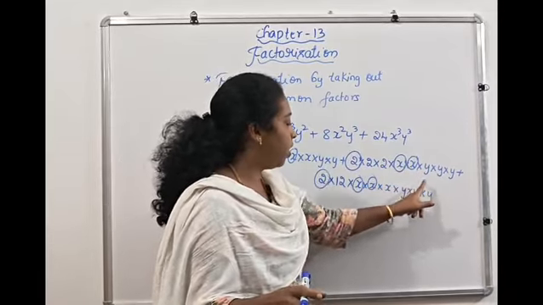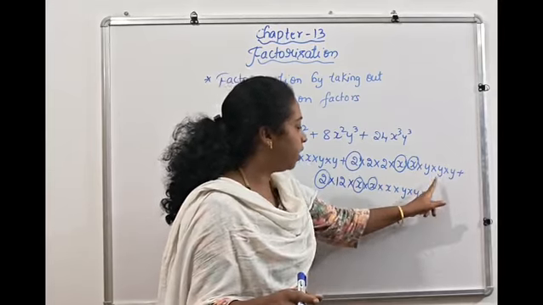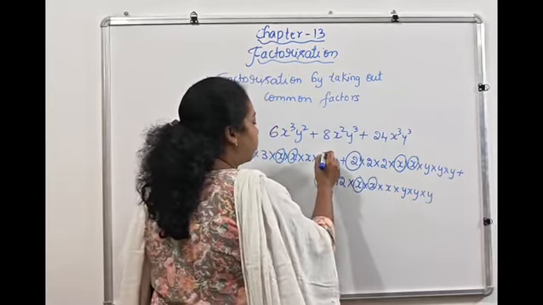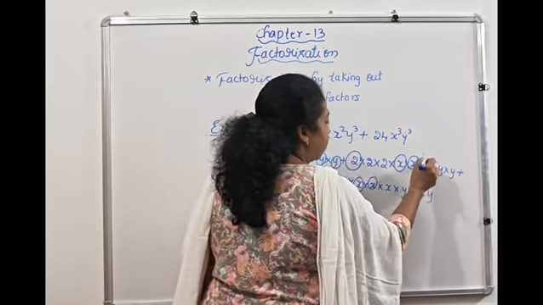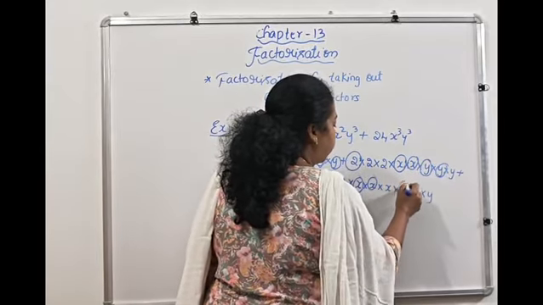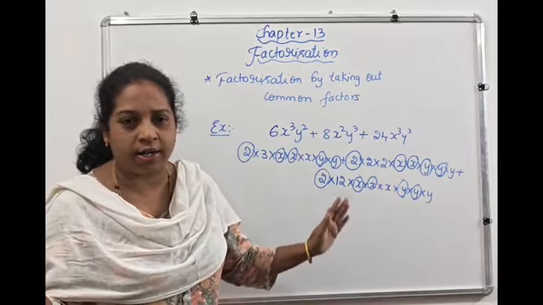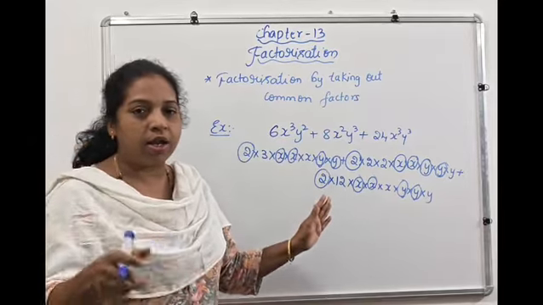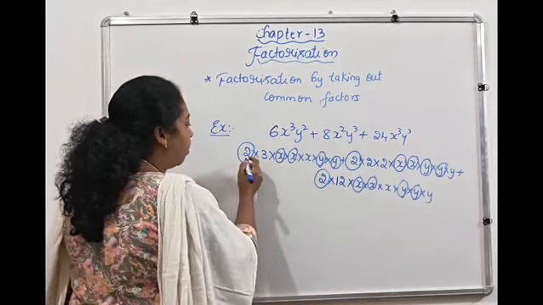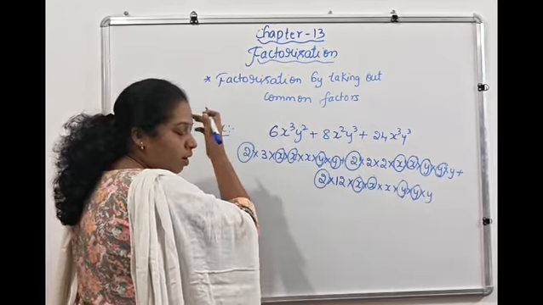Then y. How many times is y repeated? 2 times. So 2y, 2y. So this is about the common factor we have already taken. We have already rounded off. So let's go for which are the numbers we have rounded.